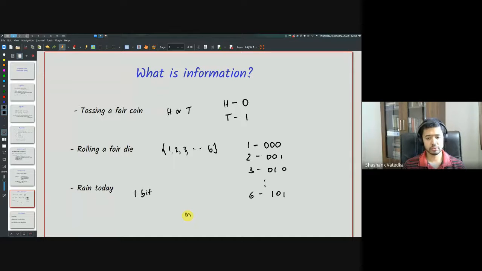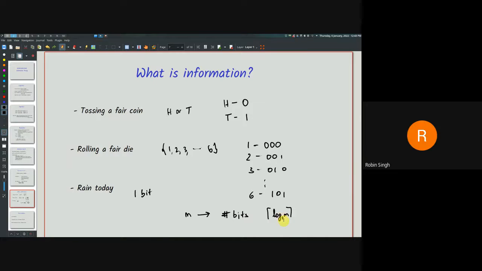So if I had to somehow convey the outcome of this experiment to you using bits, then how many bits would I need to convey to you the outcome of this experiment? Log m. Upper bound of log m. Yeah, so it's a ceiling of log m, right? So the number of bits required would be the ceiling of log m. What is the base of the logarithm? 2. Yes, good.